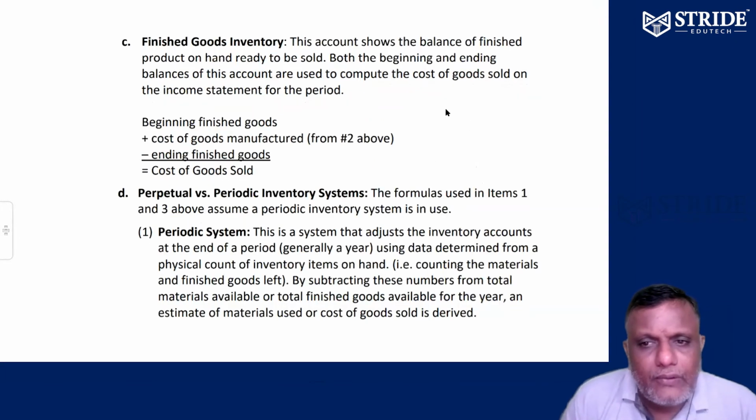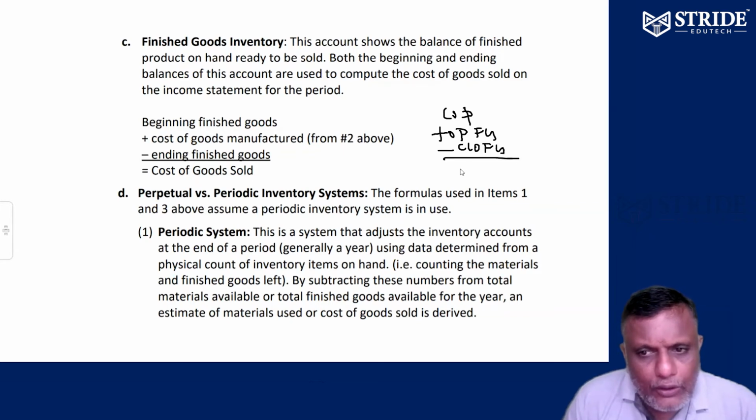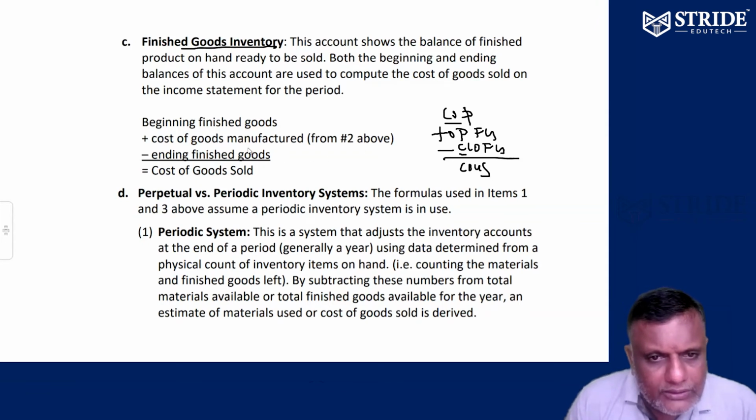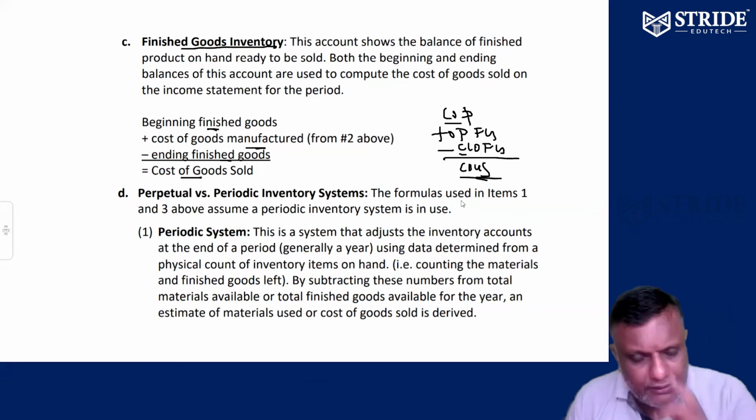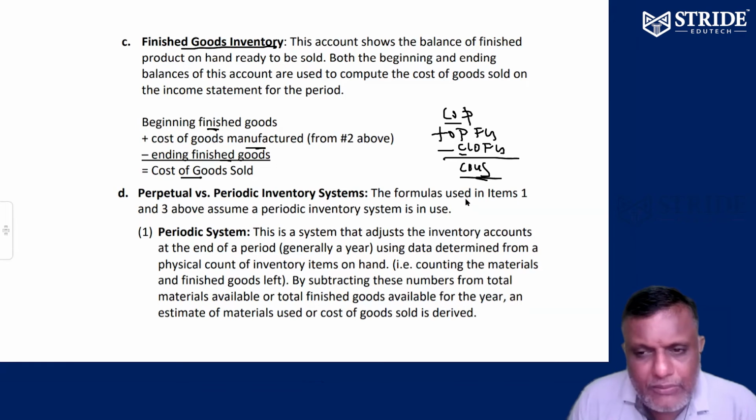Similarly, next one, cost of production we know. The cost of production, add opening FG, subtract closing FG, that is equal to cost of goods sold. Please go and check the cost sheet I told you earlier. So finished goods inventory. How to find finished goods inventory? What is cost of goods sold value? So cost of production plus opening finished goods minus closing finished goods is equal to COGS, cost of goods sold. That's it. Please go and check the cost sheet. Please memorize the cost sheet.